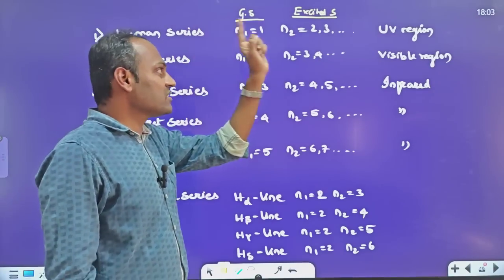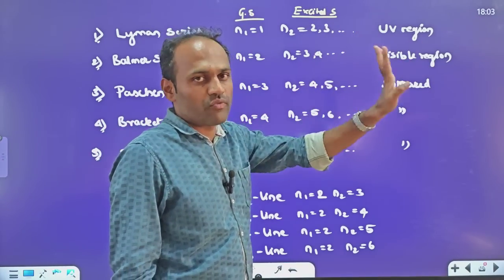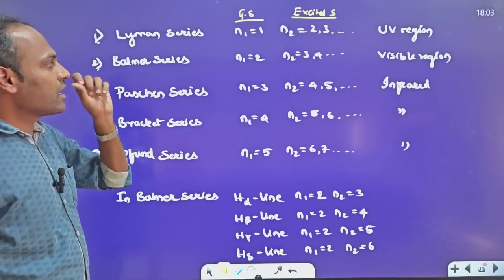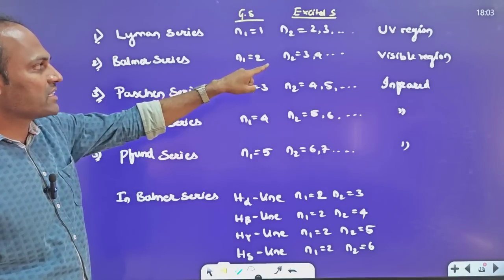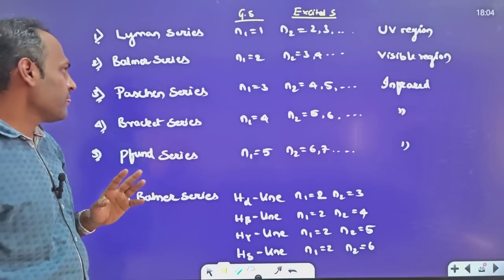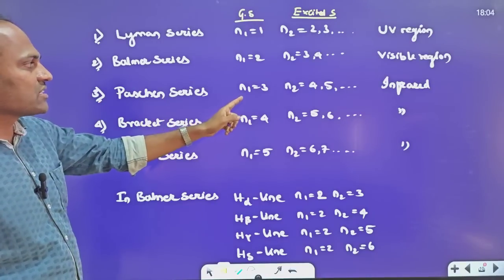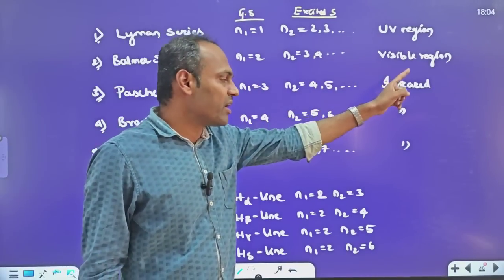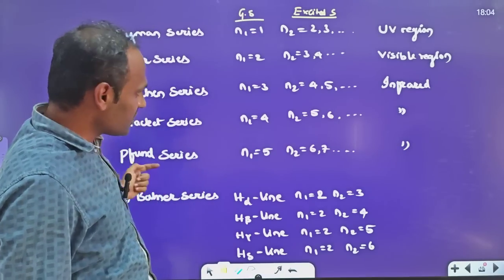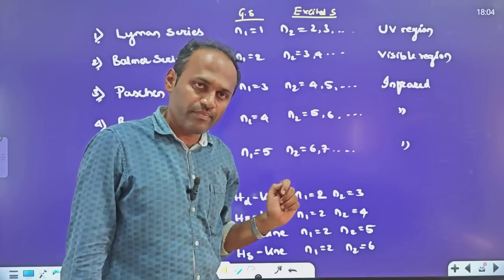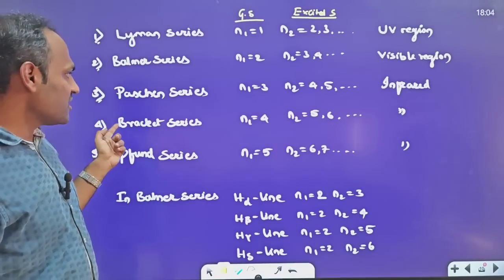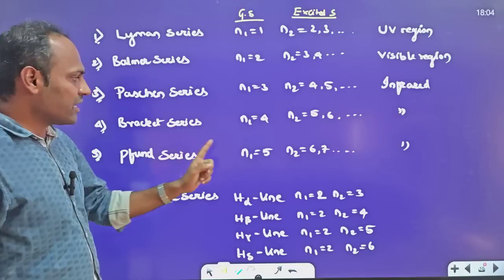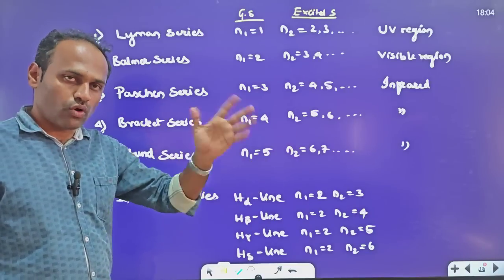And this Lyman series comes under the UV region of the electromagnetic spectrum, right? Next, Balmer series: ground state is 2, excited state is 3, 4, 5, 6, and so on. Paschen series: ground state is 3, excited states are 4, 5. Balmer series will come in the visible region, and Paschen series and all other series below that will come in the infrared region. Brackett series: ground state is 4, excited is 5, 6, 7. Pfund series: ground state is 5, excited is 6, 7, and so on, right?